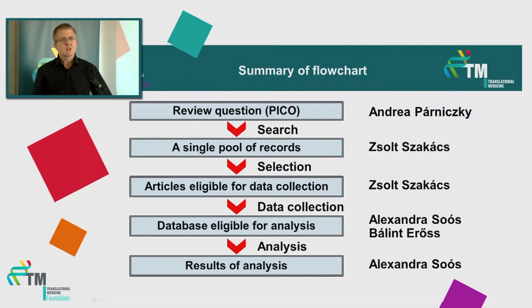After that, you developed the search key and applied it to many scientific databases. You downloaded the database content to build up a single pool of the records. Then you selected them, collected all the relevant data from these articles, and put it to the statisticians to do a perfect analysis. You have some numbers. And most review authors think that the process has ended here.